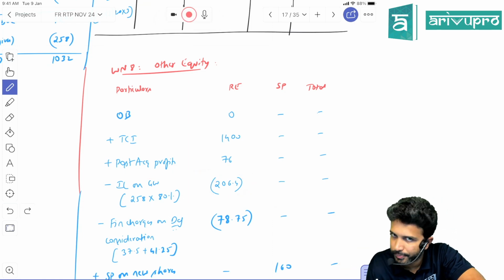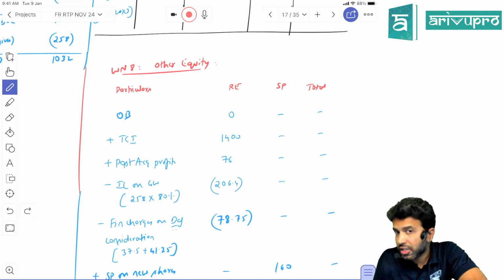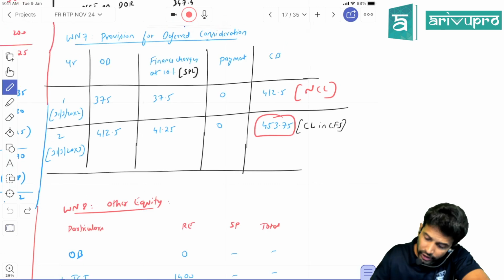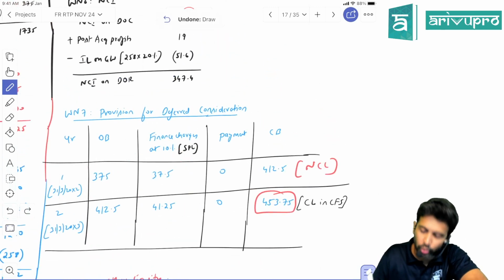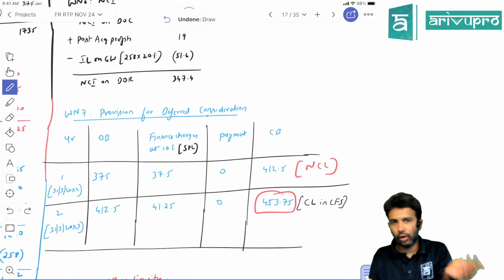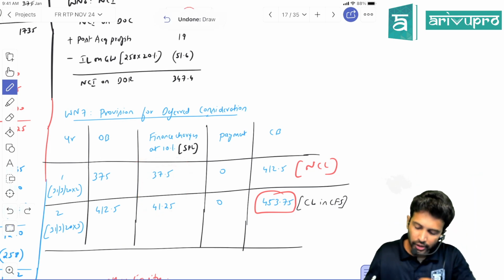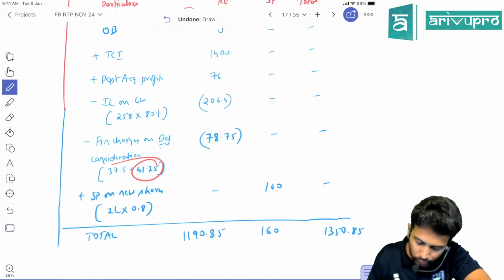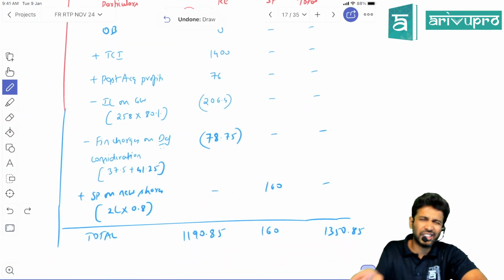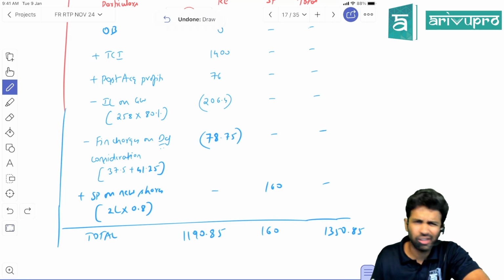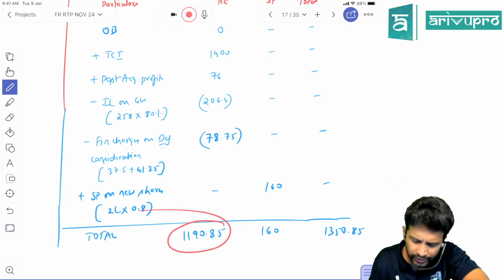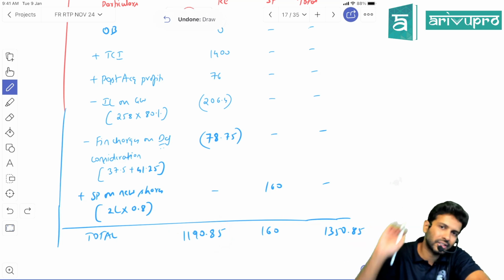This is one. Then provision for deferred consideration was not accounted. Hence, finance charges also indirectly is not accounted. So these two, we need to account, both are expenses. Because of this, retained earnings balance will reduce. So add these two, 37.5 plus 41.25, it will be 78.75 expense. So retained earnings balance will reduce. No other adjustment. So this is your retained earnings closing balance, which will come as other equity.